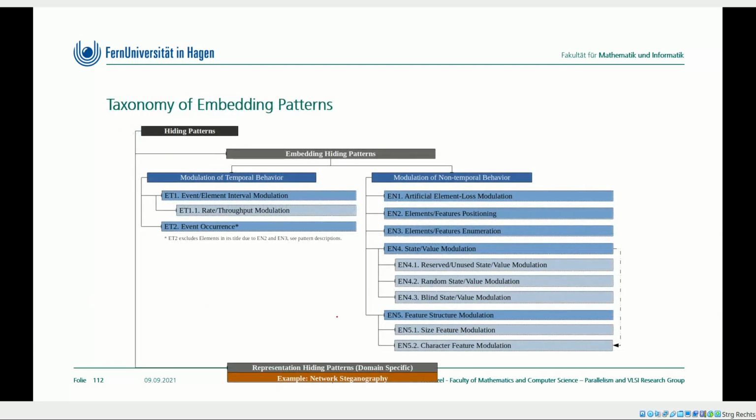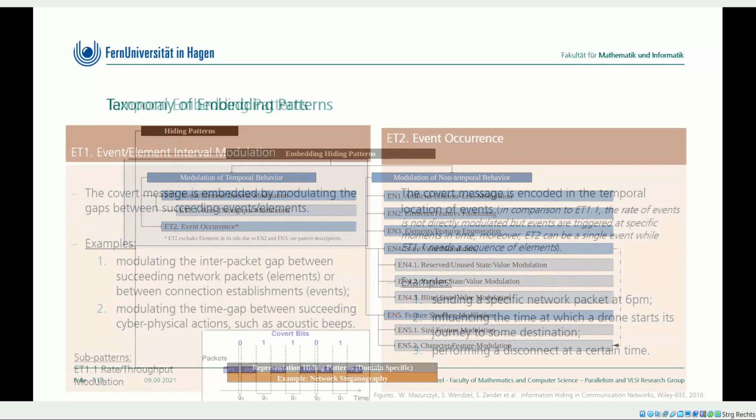Here you can see the embedding pattern taxonomy, and the representation patterns will be entirely forked and derived from the embedding patterns. So the core thing are the embedding patterns. And as you can see, their number is rather low because we are very generic here. We have only temporal and non-temporal as a category, and we have only 2 major temporal and 5 major non-temporal patterns. Let's go through them and start with the temporal patterns.